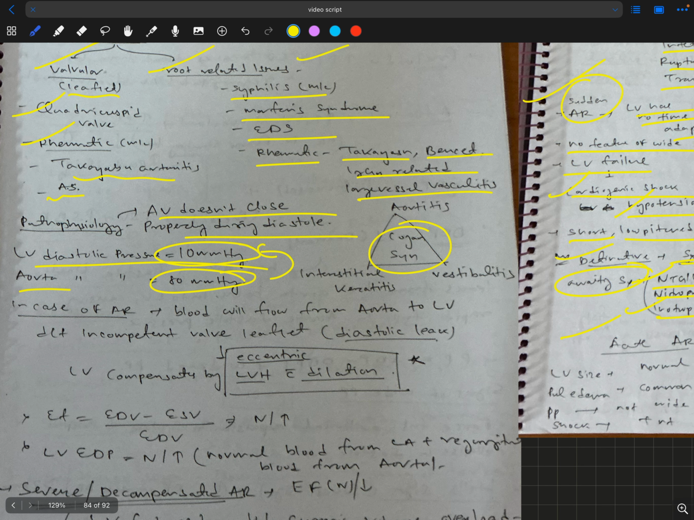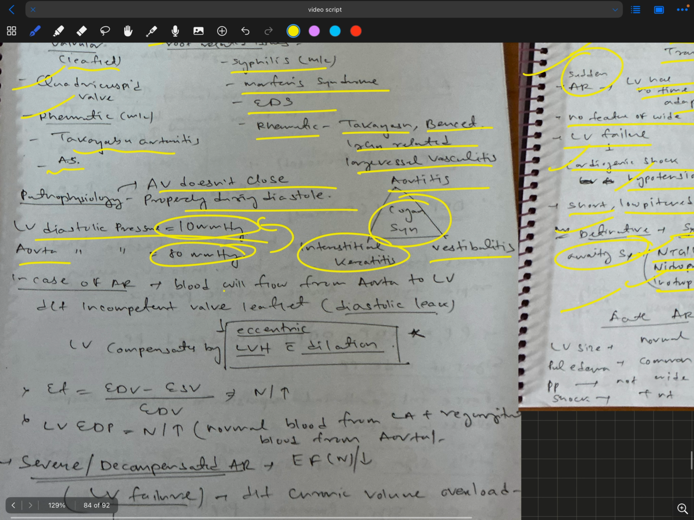We have another syndrome called Cogan syndrome. It presents as aortitis, vestibulitis, and interstitial keratitis. So Cogan syndrome presents as aortitis, vestibulitis, and interstitial keratitis. Hedges syndrome is in case of AS. Cogan syndrome we see in case of AR.